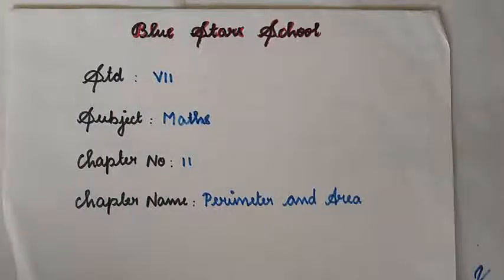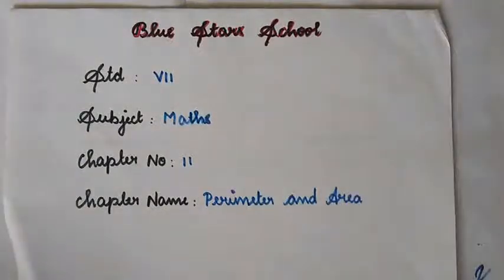Today we are going to see chapter number 11. Chapter name is Perimeter and Area in 7th Maths NCERT book. Last video we saw exercise number 11.3, you have 4 sums, the first 4 sums. Now today we are going to see the remaining sums in exercise number 11.3.